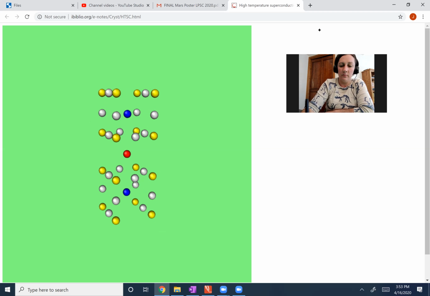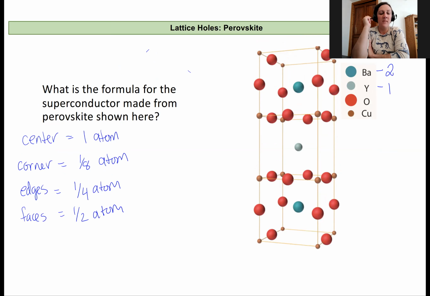So now that we're back at our structure we were working with before, where we have already identified 2 bariums and 1 yttrium, let's focus on the oxygen. So these are in red on this structure. And there's a couple different types of oxygen atoms in this. I'm seeing ones that are on edges and ones that are on faces. So I'm going to highlight them separately.